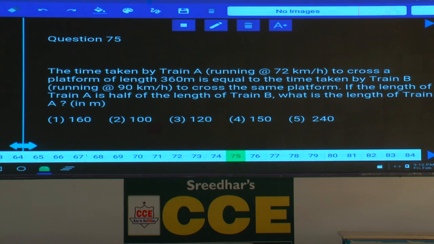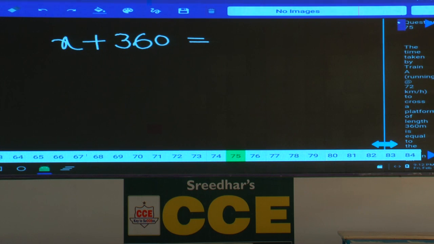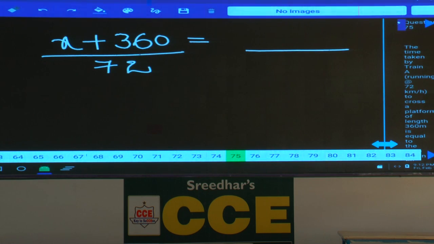How much is the speed? 72. But for the entire question, what is equal? Time is same. So time taken to cover x plus 360 meters with a speed of 72 km per hour is equal to time taken by train B to cover the same platform. Yes or no? What is length of train B?